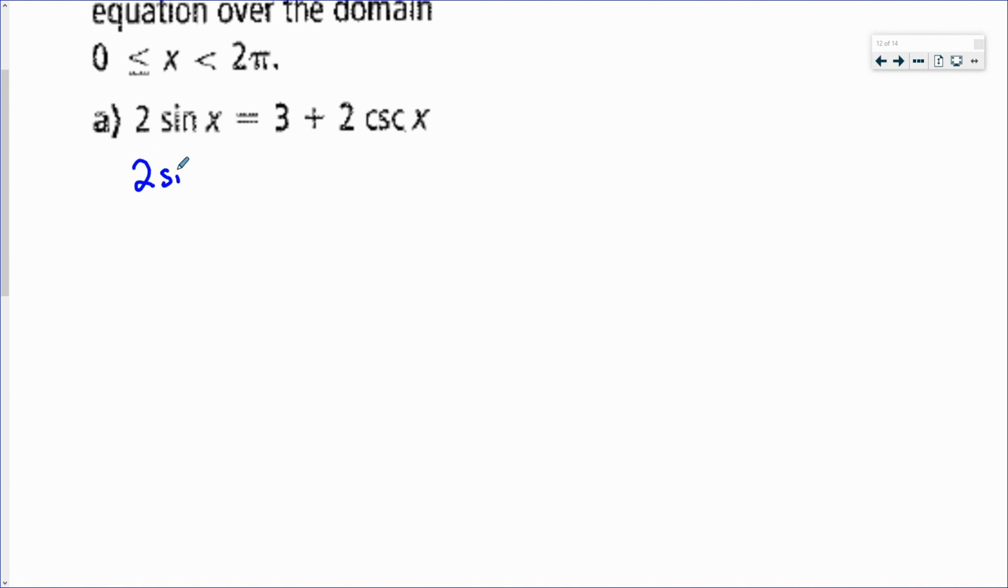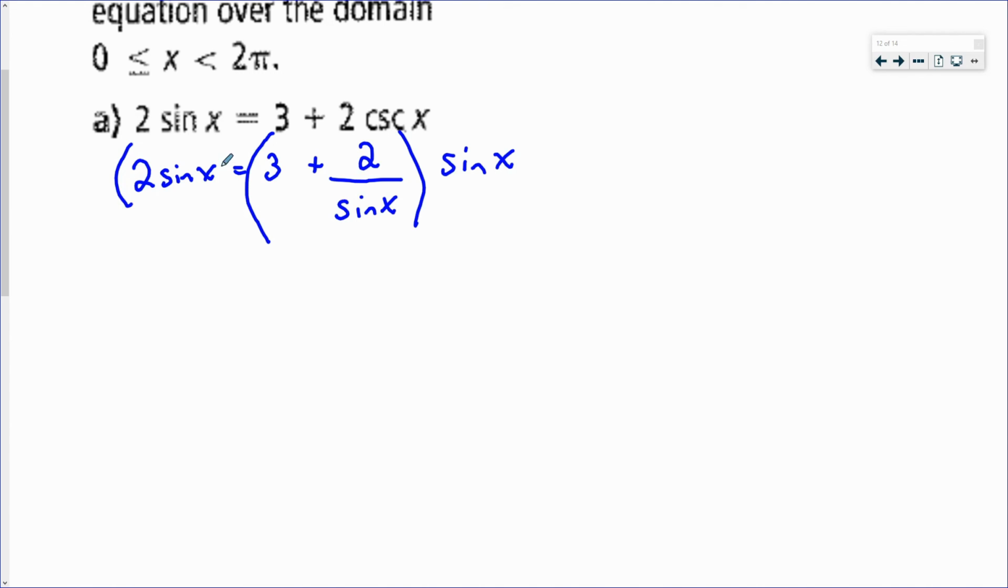So we can write 2 sine x equals 3 plus 2 over sine x. Right, so when I substitute in 1 over sine x, I get 2 times 1. So there it is in the numerator. Now I can go ahead and multiply both sides by sine x. I'm not going to solve this thing if I have the sine x in the denominator. So put brackets around everything and multiply everything by sine x. Don't forget to distribute into the brackets here.